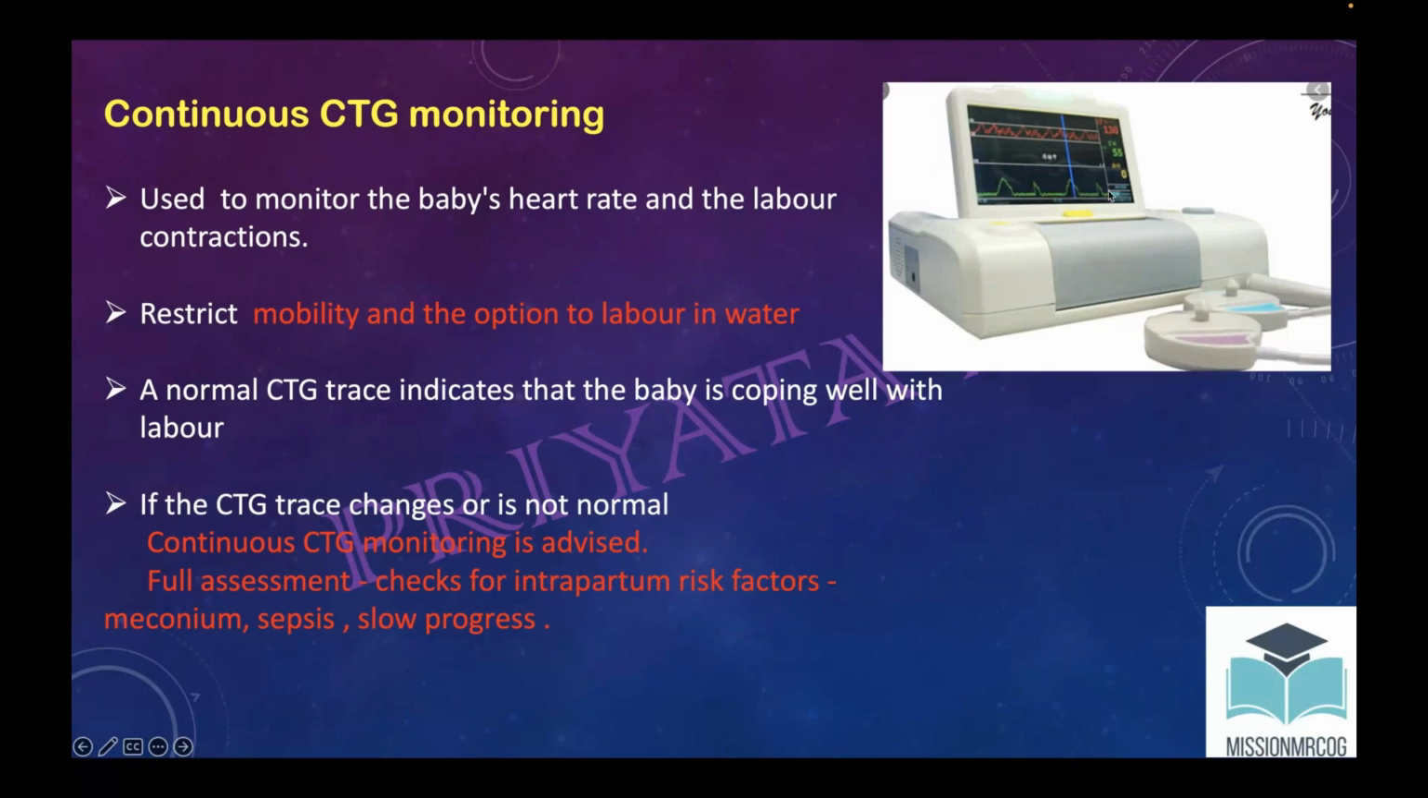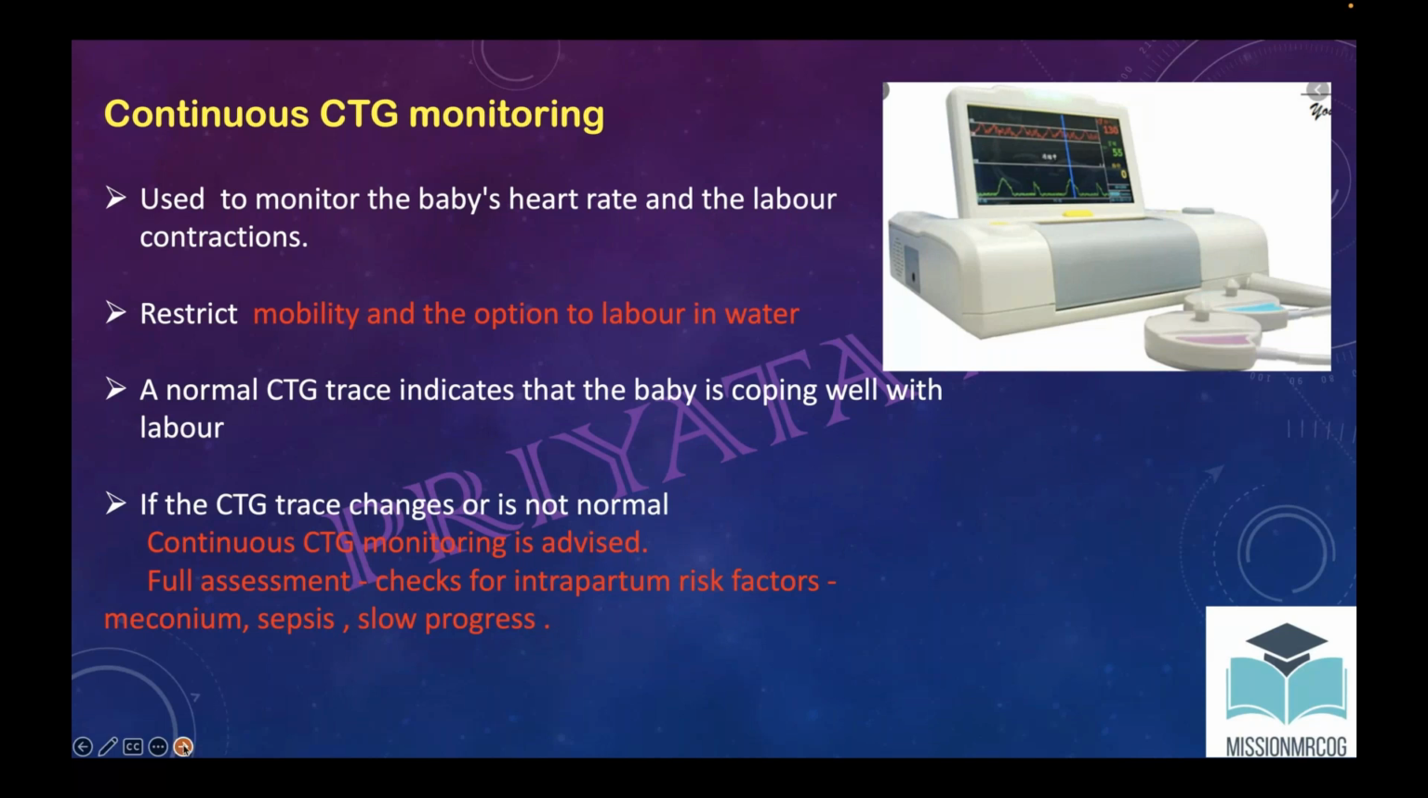Okay, so what will happen with the CTG? You know that it will restrict the mobility, and it will also restrict the option of labor in water. With this, the patient cannot go in water. And if the CTG trace is normal, then we are very happy that the baby is doing well, coping well with the labor. But if the CTG changes or is not normal, then continuous CTG has to be done, and a full assessment has to be done for intrapartum risk factors: any sepsis, meconium, slow progress. What is the problem? Why has there been a CTG trace change?